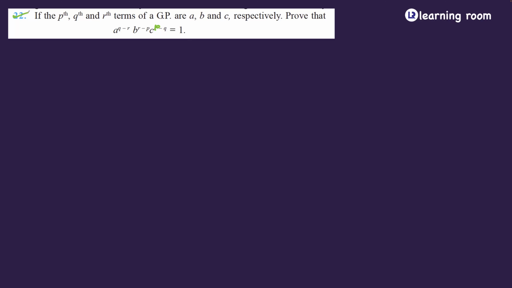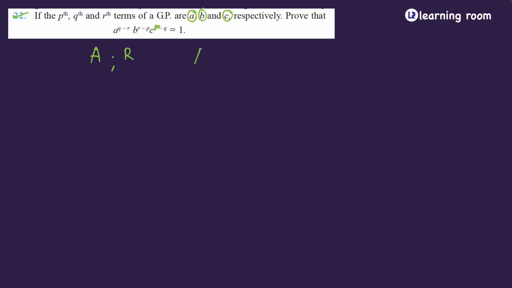So the 22nd question is, if the P, Q and R terms of a GP are A, B and C respectively, prove that A power Q minus R into B power R minus P into C power P minus Q is equal to 1. One thing, if you observe, the powers are in cyclic order: Q minus R, R minus P, P minus Q. So all that we need to do is write small a, small b and small c in terms of some common parameters. For that, in this GP, let's take the first term to be capital A and the common ratio to be R.